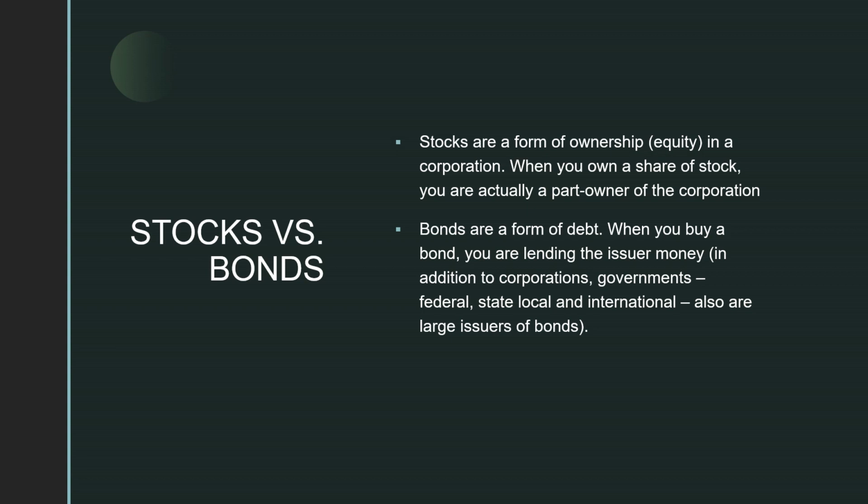Stocks are a form of ownership or equity in the corporation. When you own a share of stock, you are actually a part owner of the corporation. Large corporations have several million shares outstanding. So when an individual owns 100 shares, they own a small fraction of the firm.